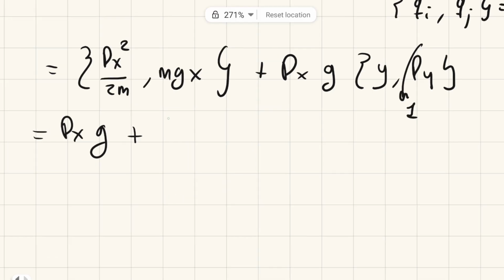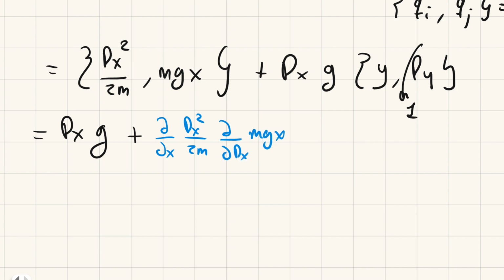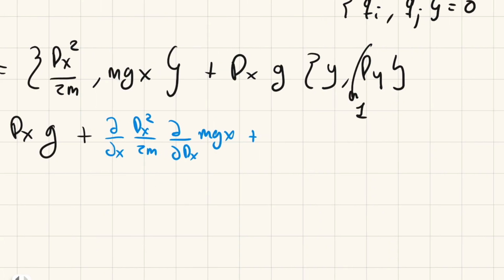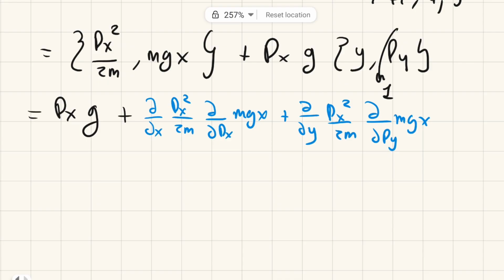Well, remember that first we need to take the derivative with respect to the generalized coordinates of the first function. So this is going to be the derivative with respect to x of px squared divided by 2m, the derivative with respect to px of mgx, which is clearly going to be equal to 0. And then we need to do the same thing, but with the y, right? So this is the partial with respect to y of px squared divided by 2m, the partial with respect to py of mgx, which is again going to be equal to 0.